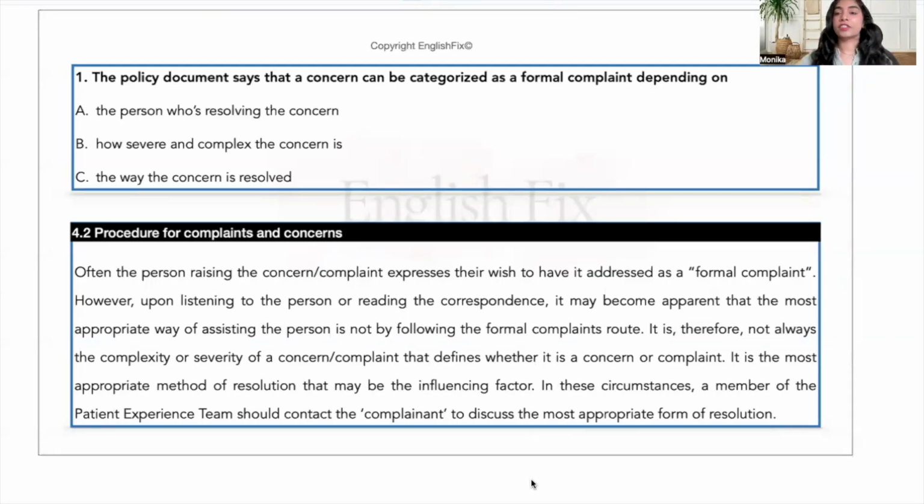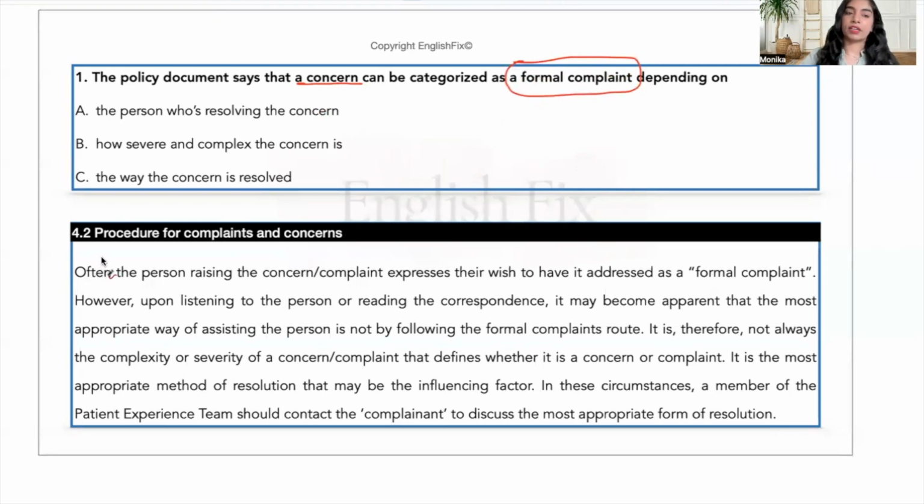All right. So the first question we have here is asking us that this policy document says that a concern can be categorized as a formal complaint depending on what exactly. So the question in very simple language is asking me, when can you categorize a concern as a formal complaint? So this is what I would like to know. When can I do this, right?